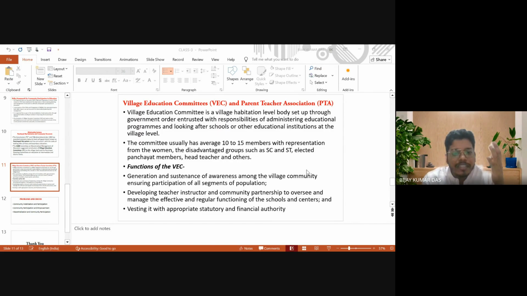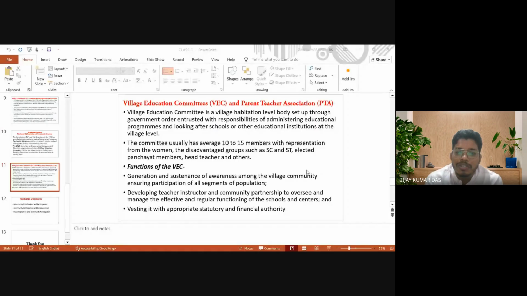So they have vesting with appropriate statutory or financial authority. When central sponsored schemes came, like DPEP, District Primary Education Programme, and Sarva Shiksha Abhiyan, they are playing a greater role. They have specific roles in function, and greater involvement in planning and implementation of those programs.